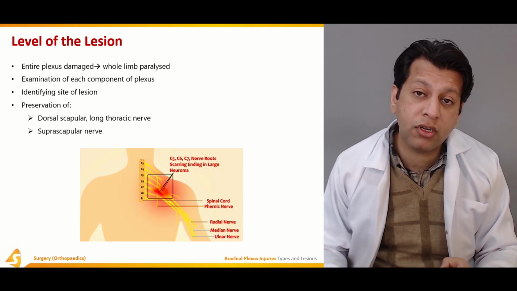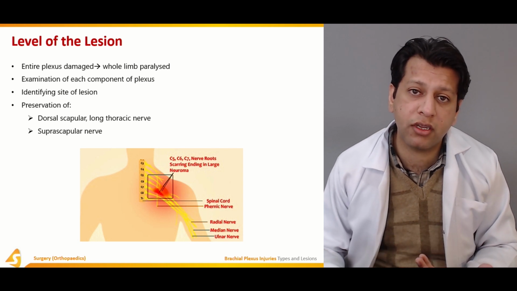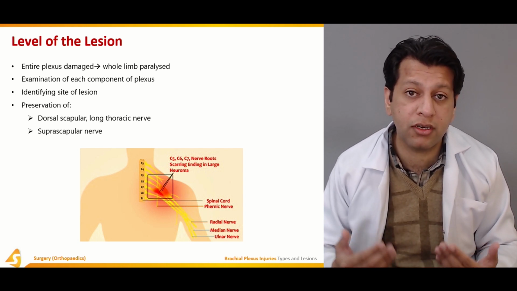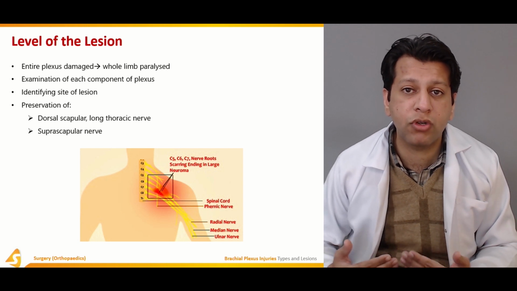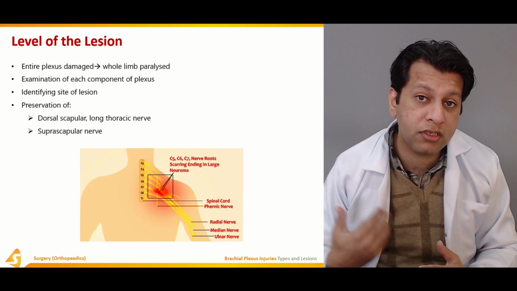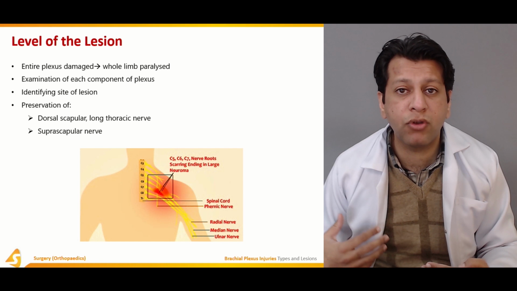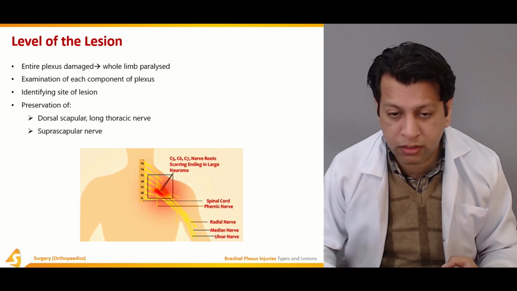The suprascapular nerve needs to be preserved as well because it supplies the supraspinatus, and shoulder abduction is done by the supraspinatus. During the first 20 degrees of shoulder abduction, the supraspinatus has a role. So if the suprascapular nerve is damaged, this can limit the start of the abduction. Therefore, the patient will not be able to abduct his or her shoulder.